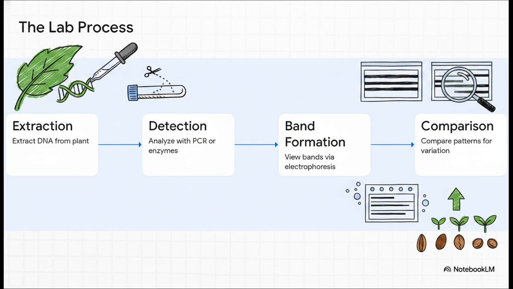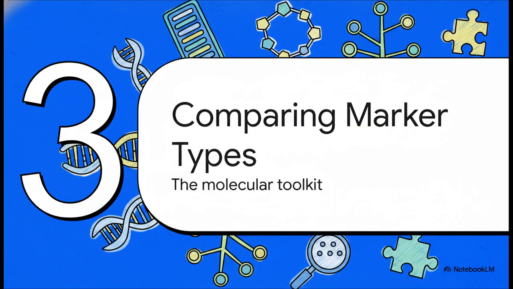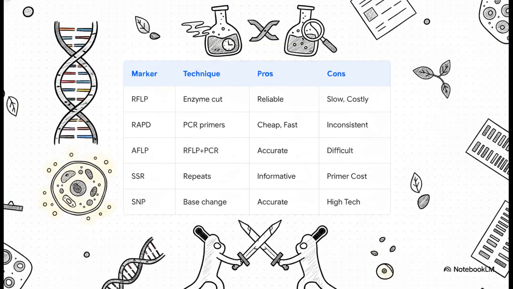If the final band patterns of our plants look totally different, that means a genetic variation is present. And that variation is exactly what scientists then harness for breeding. Let's jump into part 3, comparing the marker types. Now, what's really interesting about this is our comparative cheat sheet for the toolkit.